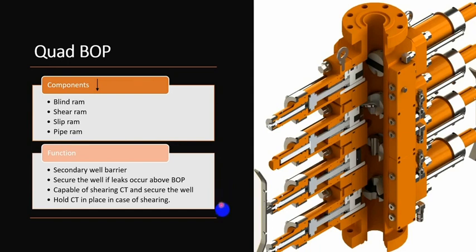Quad BOP is a secondary barrier of operation, consists of 4 rams, so it's called quad: blind ram, shear ram, slip ram, pipe ram. Blind ram can seal an empty well with no coil tube in place. Shear ram can shear the coil tube, cut it. Slip ram can close around the coil tube to hold its weight and lock it in place. Pipe ram can close around the coil tube and hold the pressure from below. So if you have leak above the BOP, you close the pipe ram.